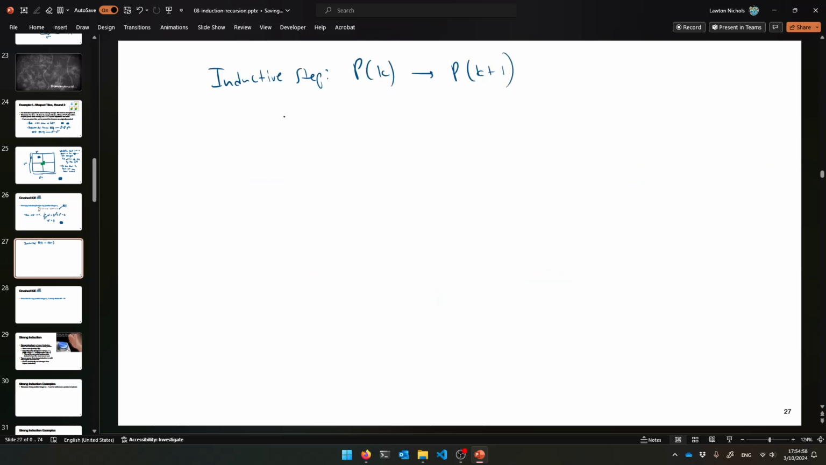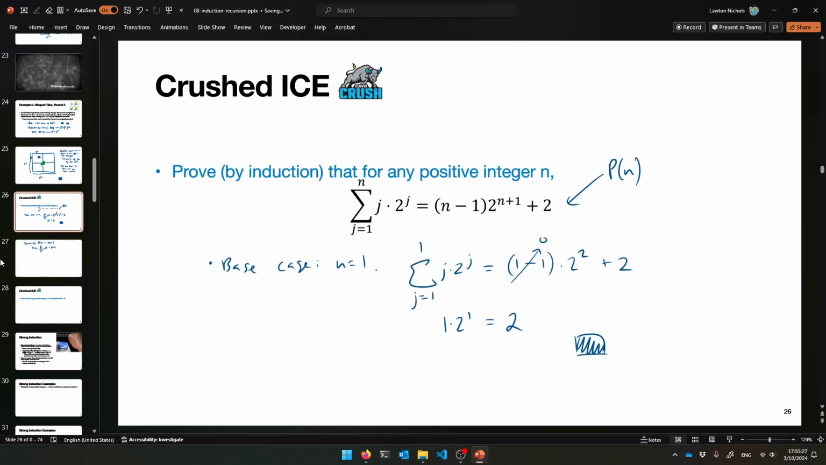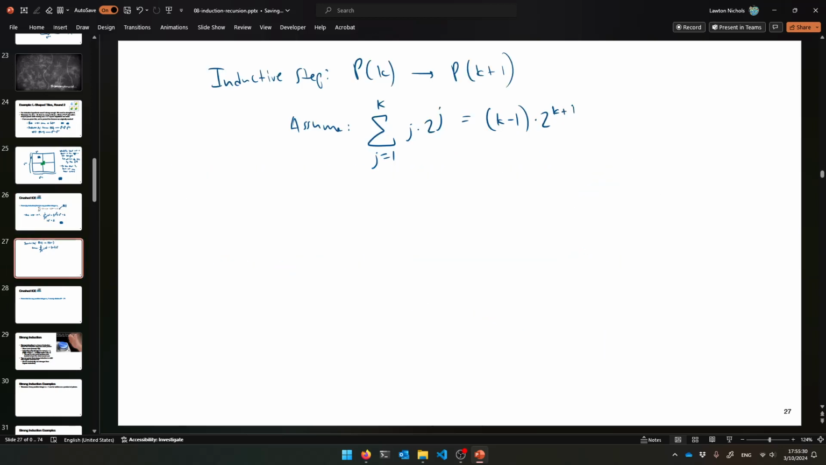So we want to assume the following: that the sum of all the j's, and I am having trouble making this sigma, the sum of all the j's starting at 1 all the way to k of j times 2 to the j, is equal to n minus 1, so k minus 1, times 2 to the k plus 1 plus another 2, all right? So that's what we're assuming, that's our P of k, and we have to prove using that that P of k plus 1 is true.